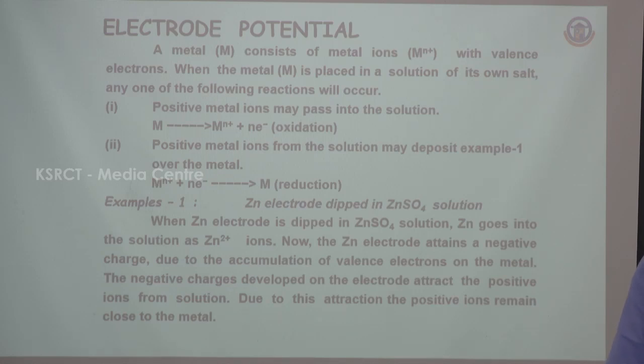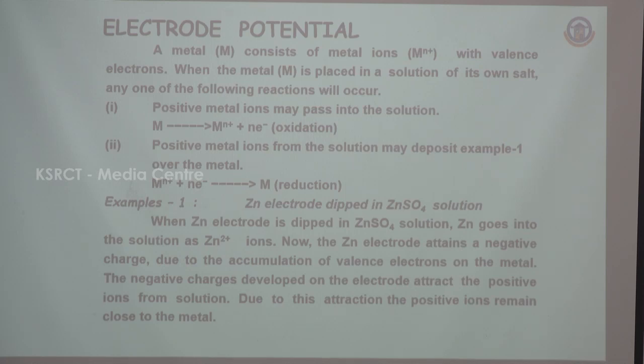Standard oxidation potential refers to the tendency of a metal to lose electrons when the metal is dipped in its own salt solution whose concentration is 1 molar at 25 degrees centigrade. That is the standard condition: 1 molar solution at room temperature, 25 degrees centigrade. What does standard reduction potential mean? It is the same definition as reduction potential, at standard conditions: the tendency of a metal to gain electrons when dipped in its own salt solution whose concentration is 1 molar at 25 degrees centigrade.